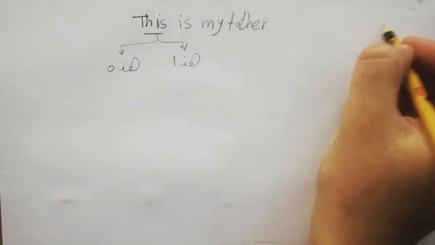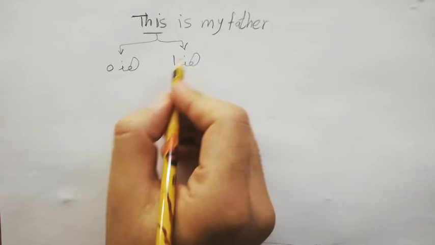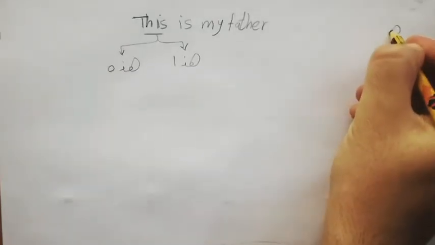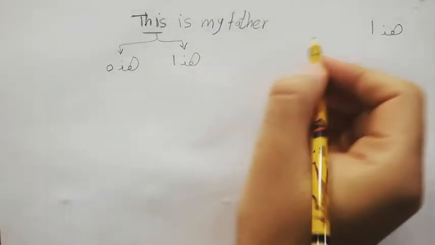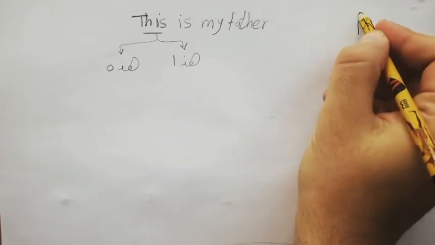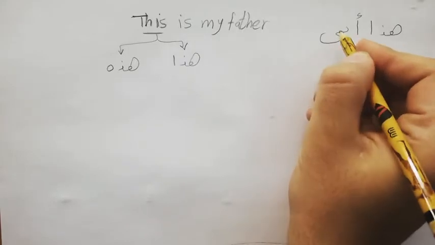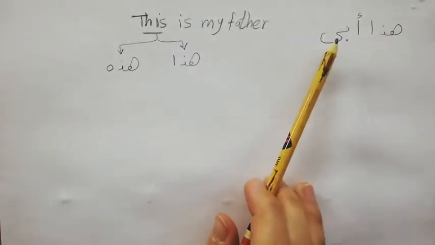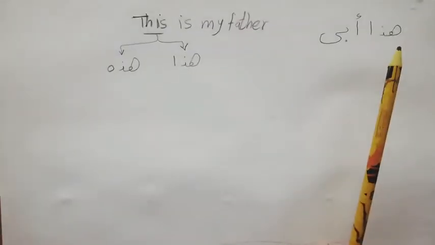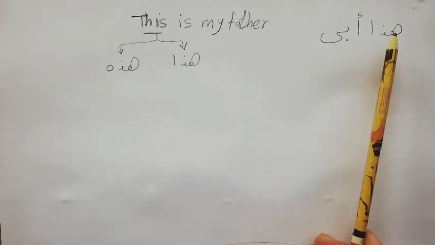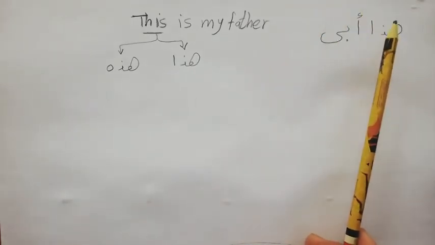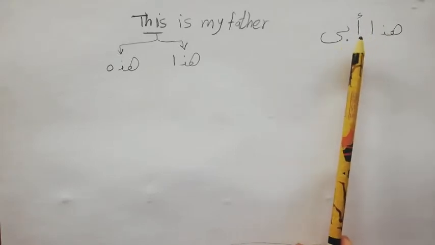Okay, so how to say this is my father? Father is masculine, so we will use هذا. Okay, great. Then, what is the Arabic word for my father? It's أبي. Okay, one more time. هذا أبي. One more time. هذا أبي. هذا أبي.